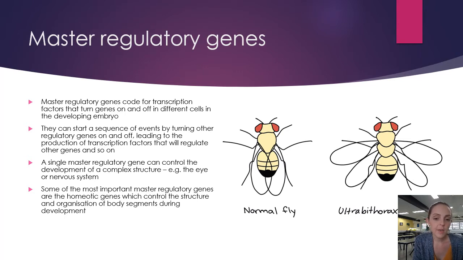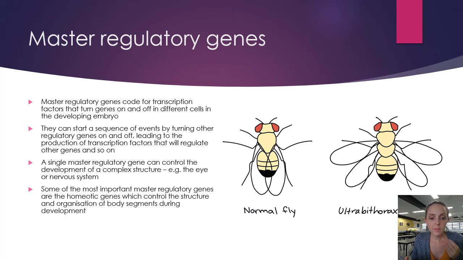So how they work is that they turn other regulatory genes on or off, and so that's going to lead to making transcription factors that are going to regulate other genes. So they're hugely complex because they're going to be regulating all the other regulatory genes that are going to control the genes during development. One singular master regulatory gene can control the development of a really complex structure. So, for example, the eye, the nervous system, they can be controlled by one master regulatory gene during development.